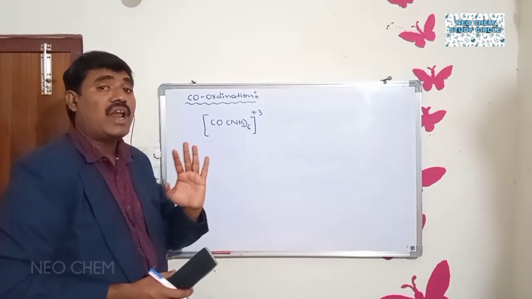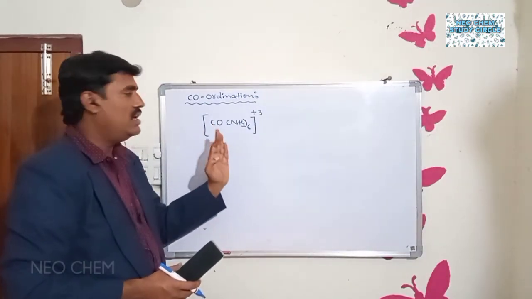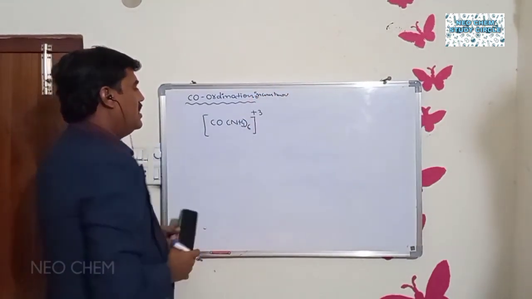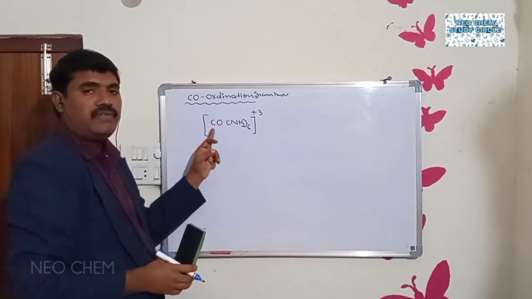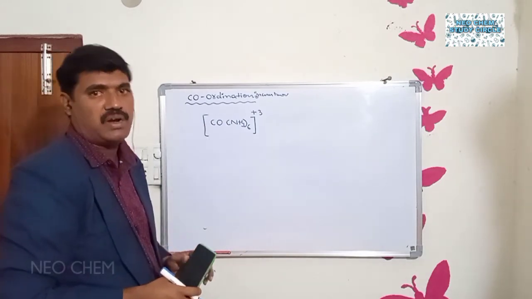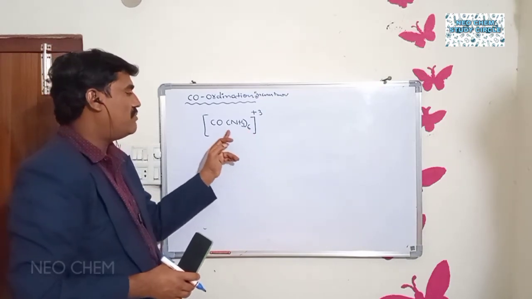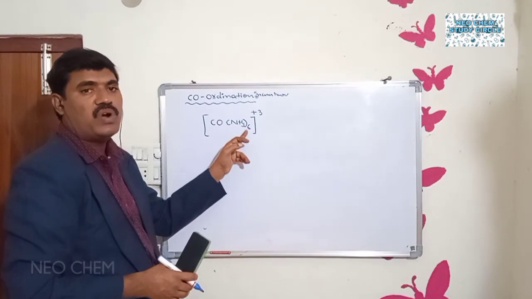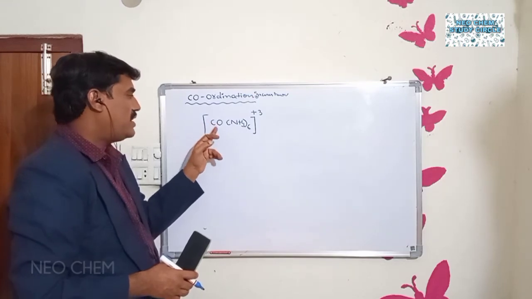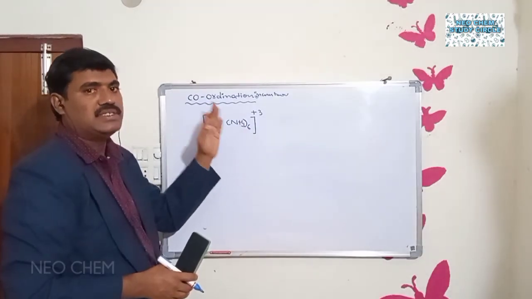the number of ligands binding with the central metal atom in a complex is called the coordination number. So in the given complex compound, how many ammonia ligands are binding with cobalt? 6 ammonia ligands are binding with the central metal atom. That's why the coordination number of this complex compound is how much? 6. The coordination number of this complex compound is 6.